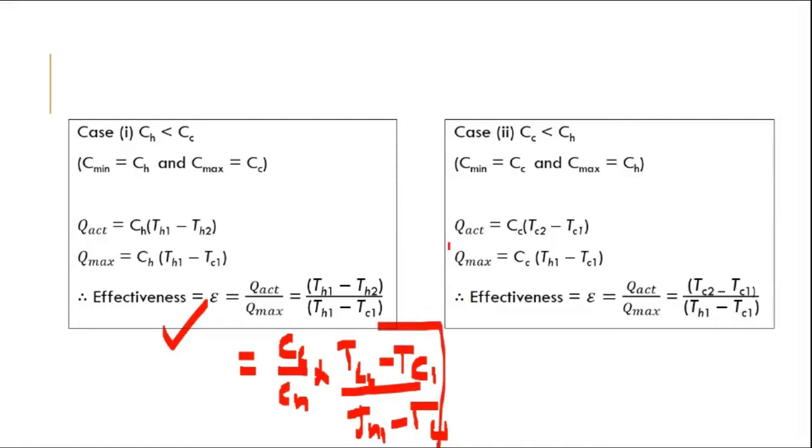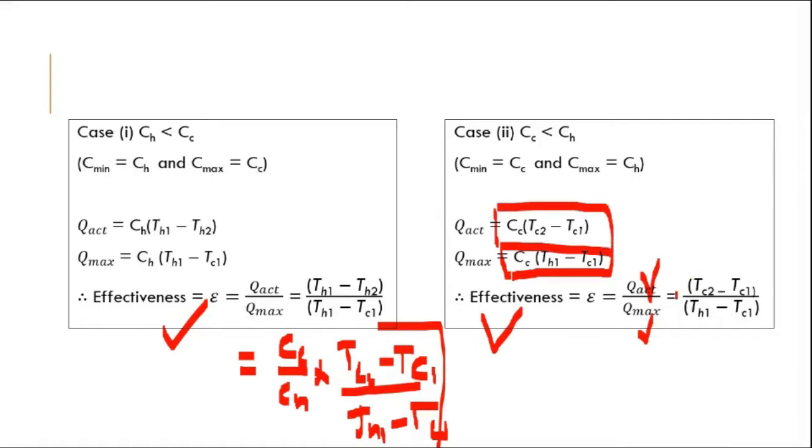No, sir. Okay. Similarly, for the second case, this effectiveness is equal to Q actual by Q max. For Q max relation, we were getting CC term. So in order to cancel out the CC term, for Q actual relation, we are taking CC, TC2 minus TC1. CC and CC will get cancelled out and we are left with TC2 minus TC1 divided by TH1 minus TC1. Any doubt in this part now? Anyone, any doubt? No, sir. Fine. Now, this was the definition of effectiveness.